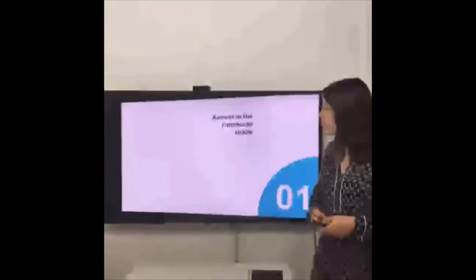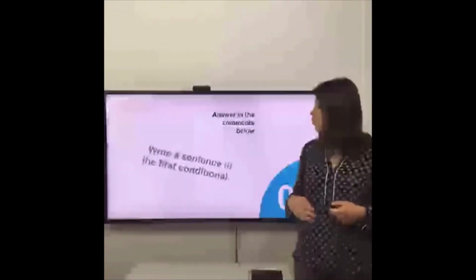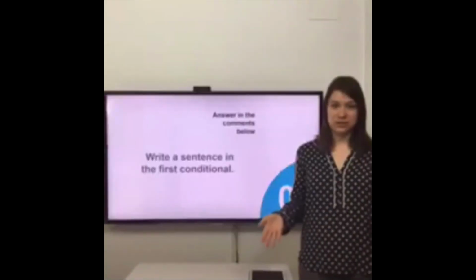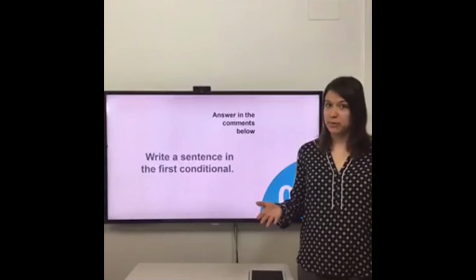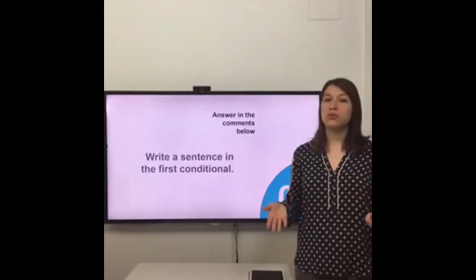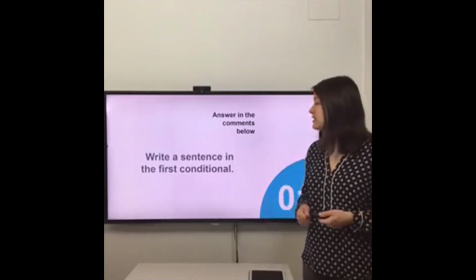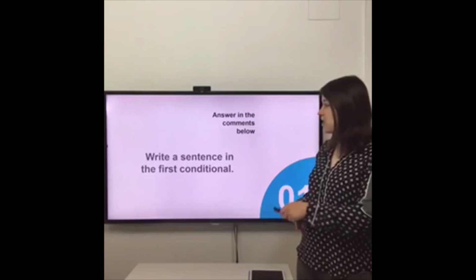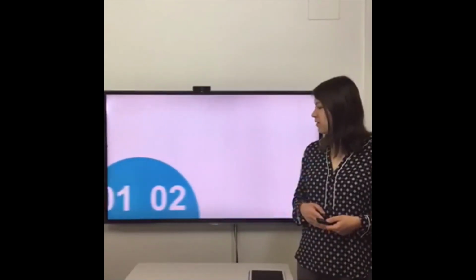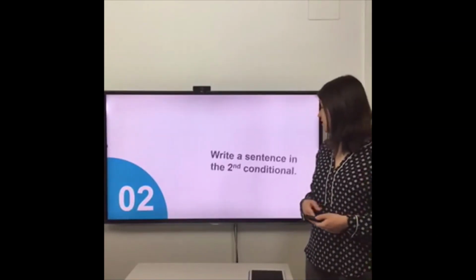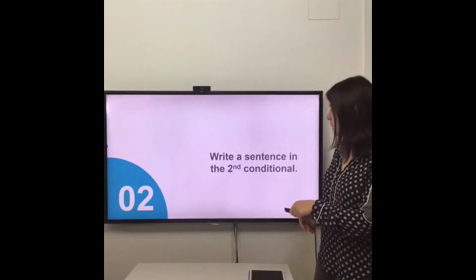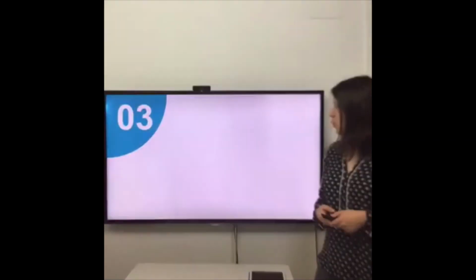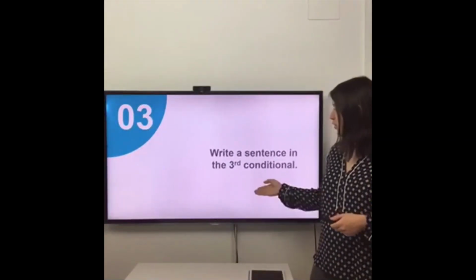Okay, question number 1. Write a sentence in the first conditional. How do we form the first conditional? When do we use it? Do you remember? If so, try to think of an example. Write a sentence in the first conditional. Number 2, write a sentence in the second conditional. Same thing. And number 3, write a sentence in the third conditional.